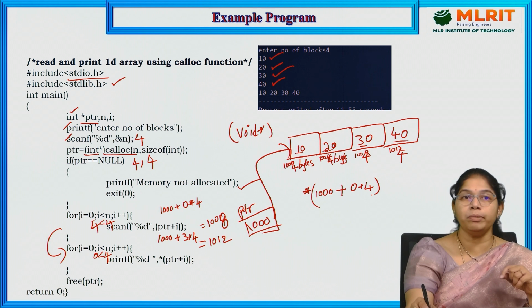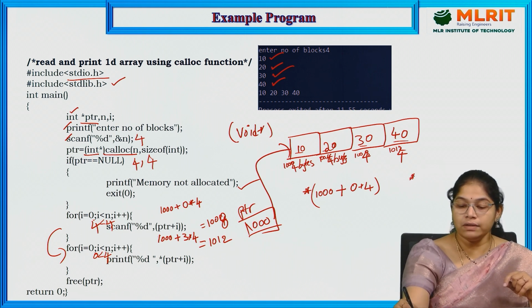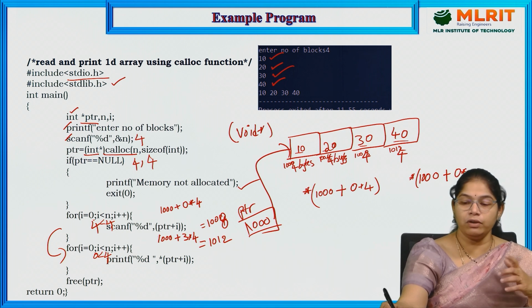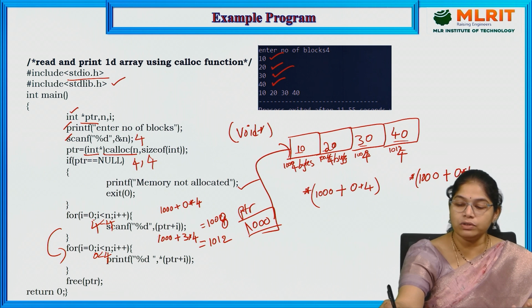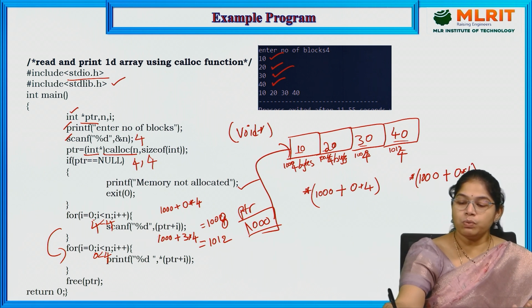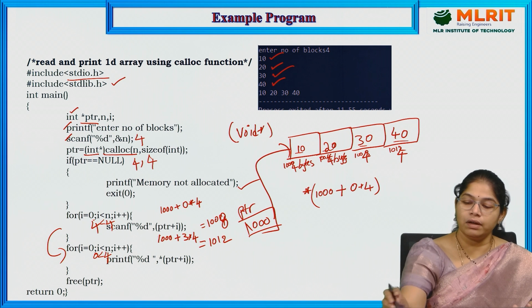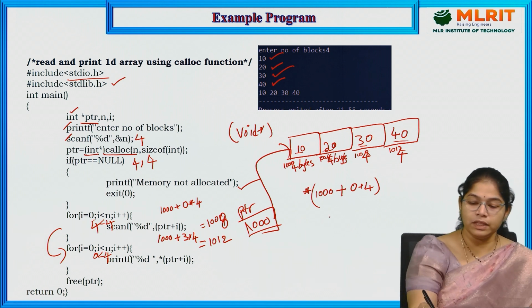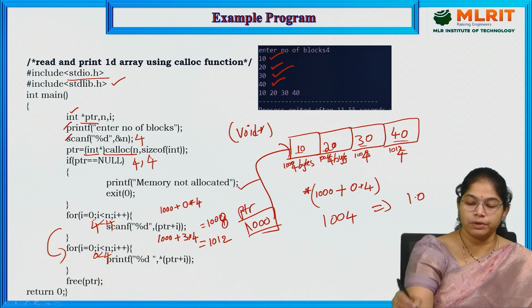If you want to print a character value, then star, suppose the address is 1000, 0 into character type of value. The size occupied by a character value is 1, because 1 byte is allocated for character type values. Then 1004, in 1004 the value is 10. It is going to be printed.